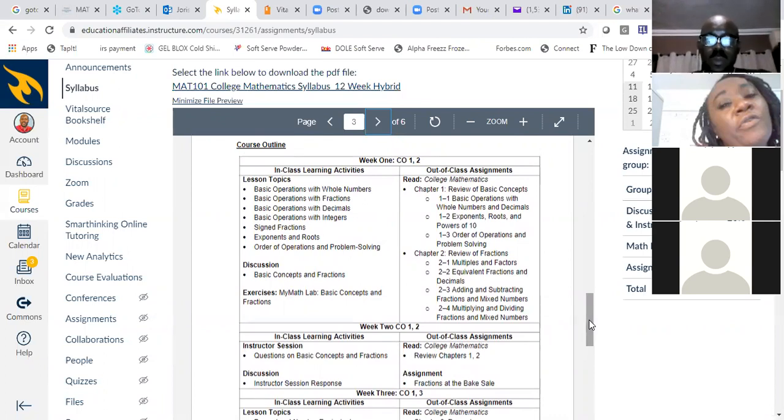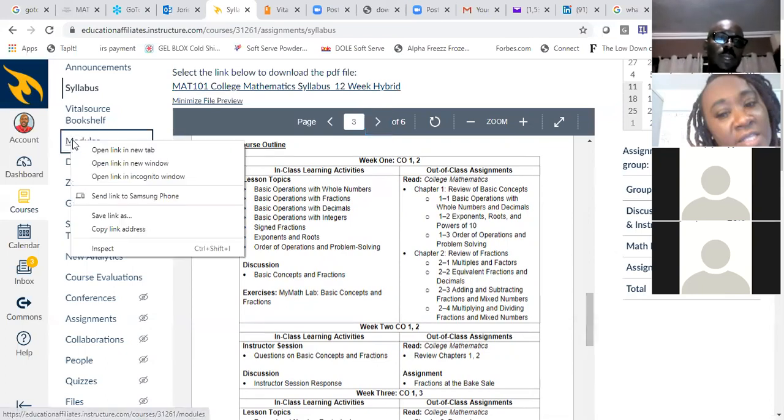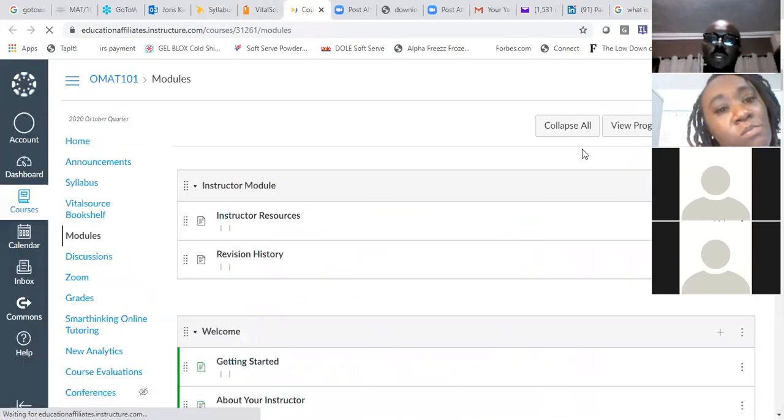So we're not having MyMathLab. We're just using the ebooks for the exercises. Yes, we're supposed to stop using MyMathLab. So I think the instructional designer forgot to update that information.